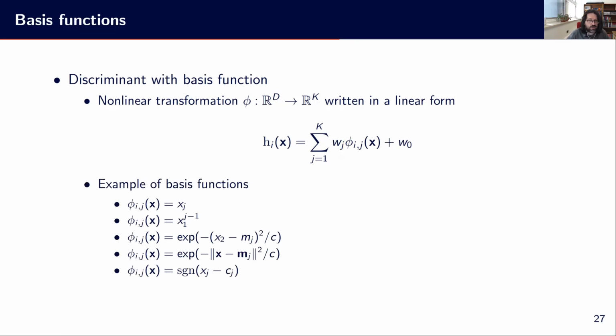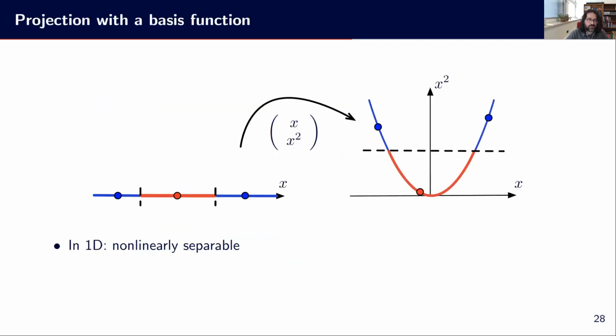Some examples of functions: we have this one, which is basically the identity. It does nothing but get us back to the linear formulation. But we have other formulations like this one, which is an RBF, for example, that allows us to map into a new space with k being possibly much bigger, a much higher dimensionality than d. An example of that is this mapping from 1D to 2D.